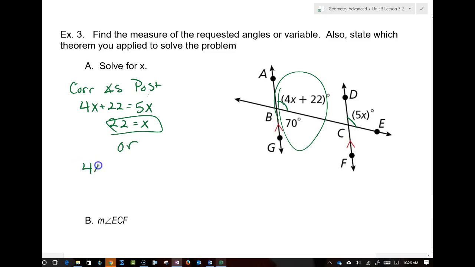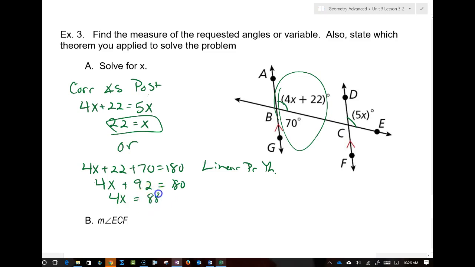So could I go 4x plus 22? What do we got here? Equals 270 plus 70 is equal to 180, and that's just using the linear pair theorem. And the answer is yes, you can do it that way. You get 4x plus 92 is equal to 180. Simplify before we move. What do we get here? 88. Oh, did we still get the same answer? Again, would Mikey be right as long as he justified what he did right? Totally. Remember, more than one way is okay, as long as you're mathematically correct.